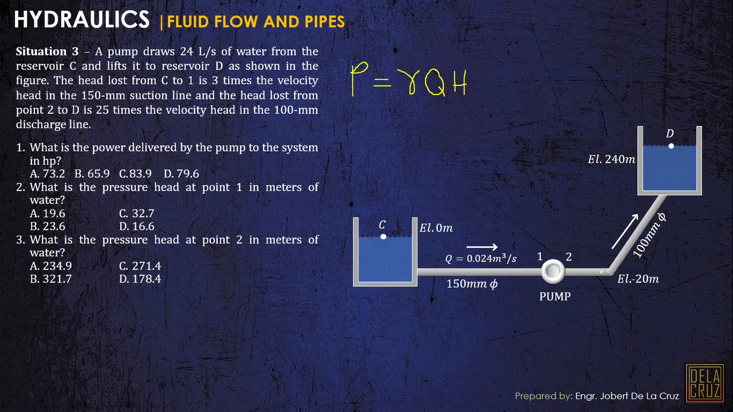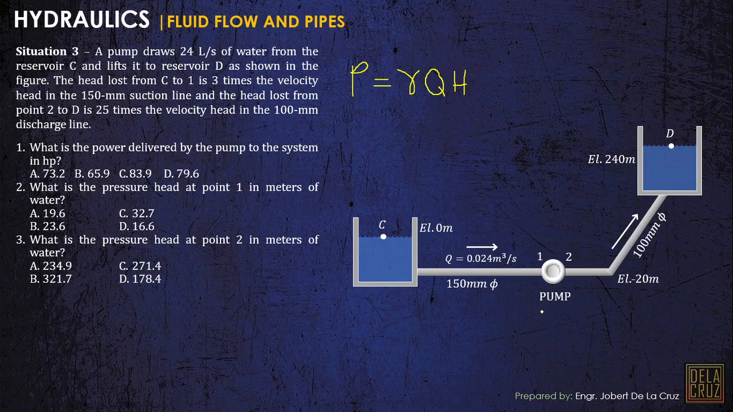But first attack natin is to know a simplified approach, no? Or to know how can we solve this problem without getting complications. Because if gagamitin natin yung point C and the point 1, maraming unknown sa point 1. We don't have the pressure. We don't have yet the velocity, but we can just calculate that. No? Yan. Velocity and pressure yung wala natin.